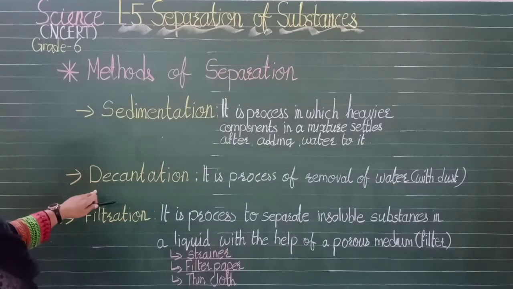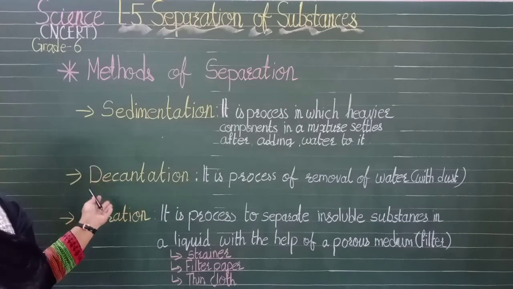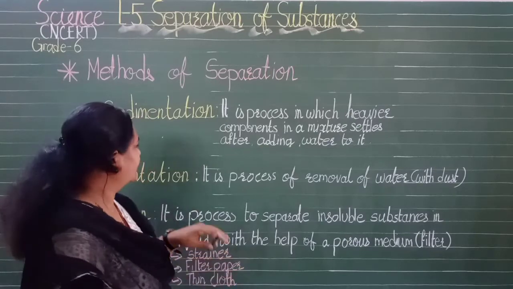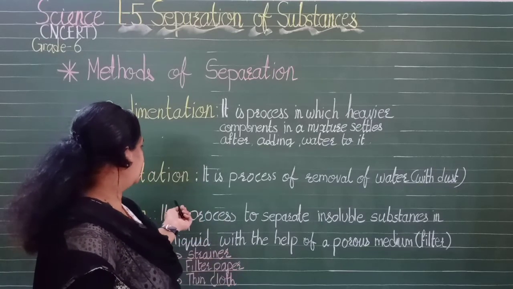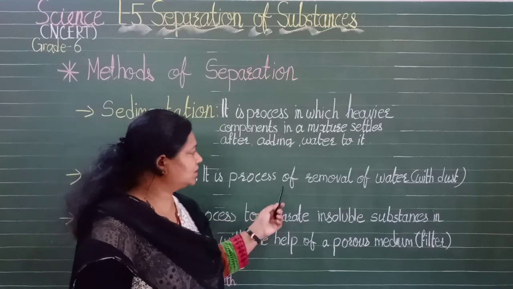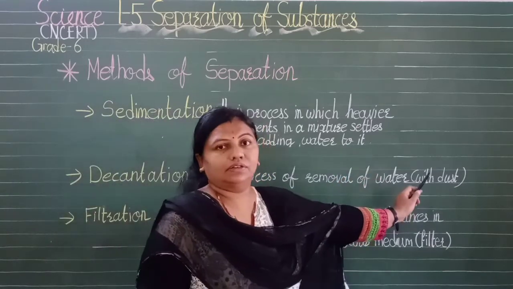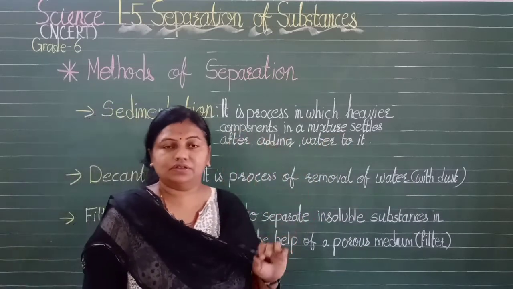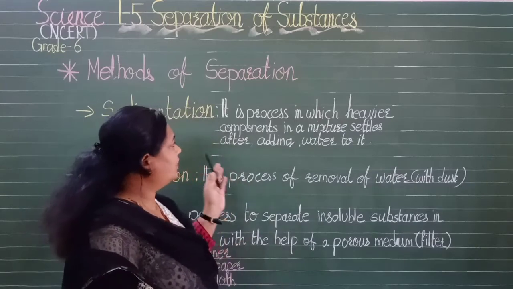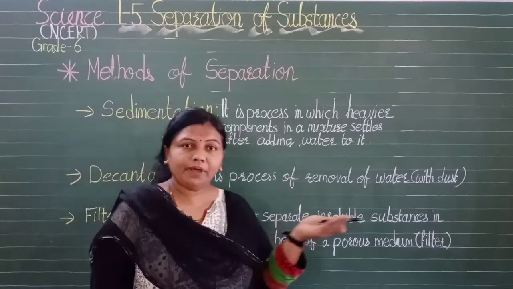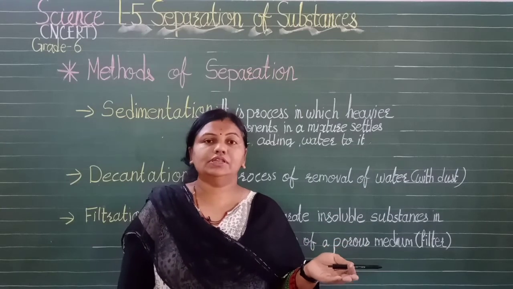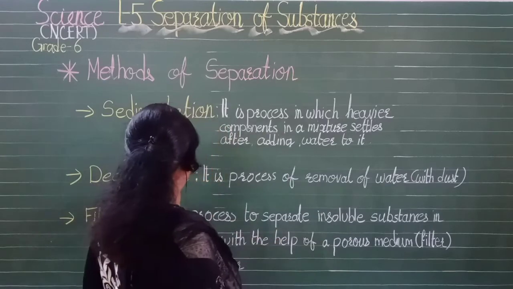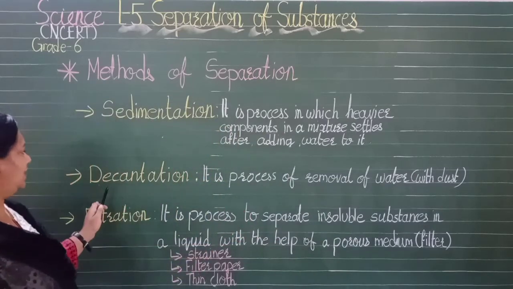Our next process is decantation. It is also one type of separation technique. Now what is done in decantation? It is the process of removal of water with dust. So decantation is possible only when sedimentation is there. When the water is added, the upper layer, whatever impurities were floating, is removed, and such a process is known as decantation.